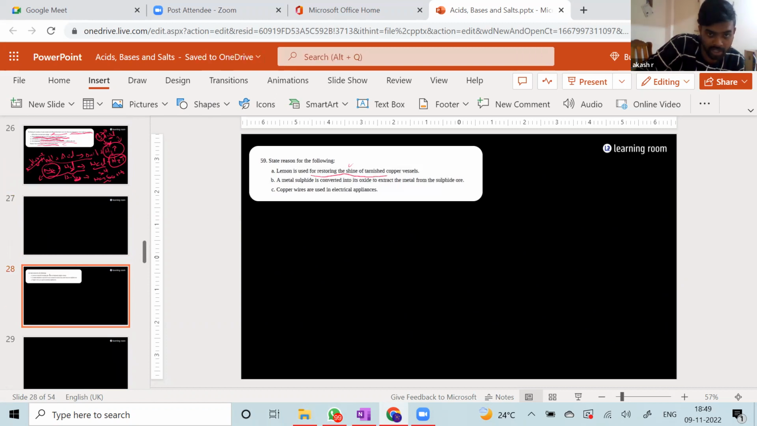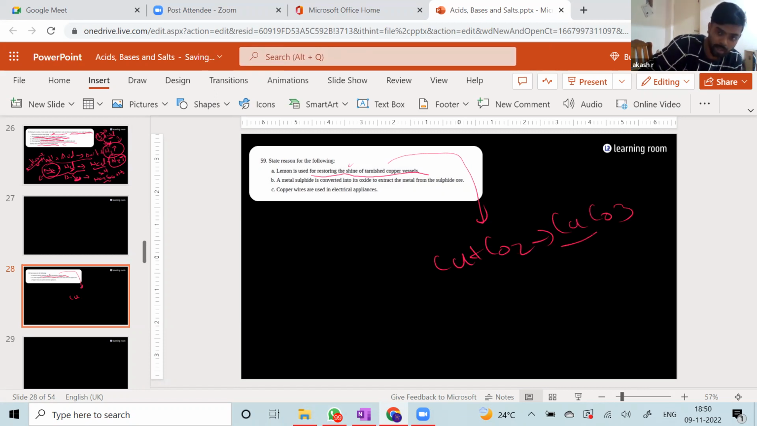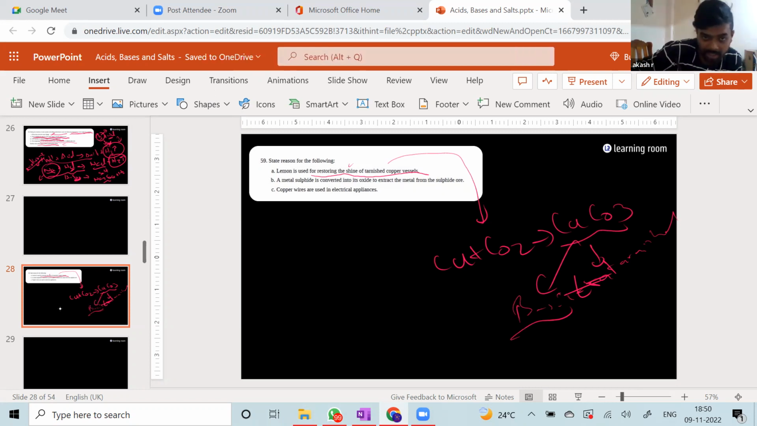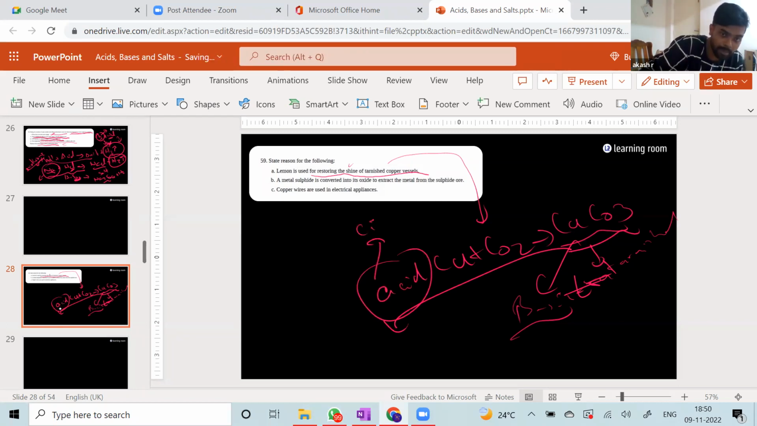Lemon is used for restoring the shine of the tarnished copper vessel. Why? Because the copper carbonate reacts with acids. Yes, exactly. Copper is going to get corroded by reacting with CO2 to form CuCO3. This is what we call tarnish. Now, this CuCO3 is going to be basic in nature. We know all carbonates and bicarbonates are a little basic in nature, right? So, if I want to remove the CuCO3, I have to make it react with an acid, right? And that acid is going to be used in lemon because lemon contains citric acid.